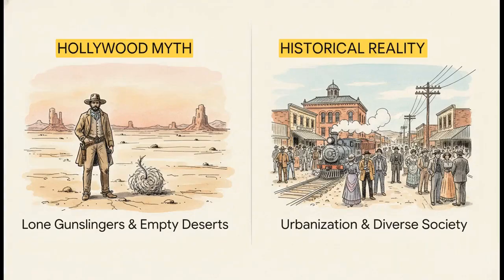But as it turns out, that whole cinematic archetype is a stark contrast to historical reality. The real American West wasn't just some rugged, empty wasteland. It was actually defined by rapid urbanization, massive government intervention, and highly diverse demographics. It was a bustling, complex zone of contact shaped heavily by infrastructure and structured societies.